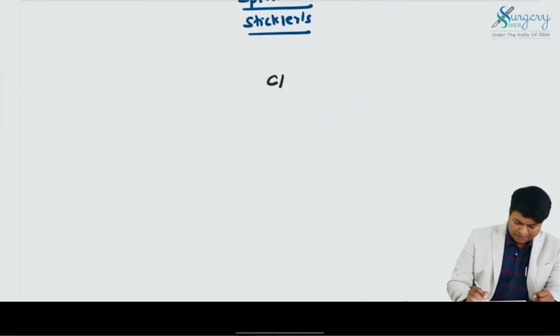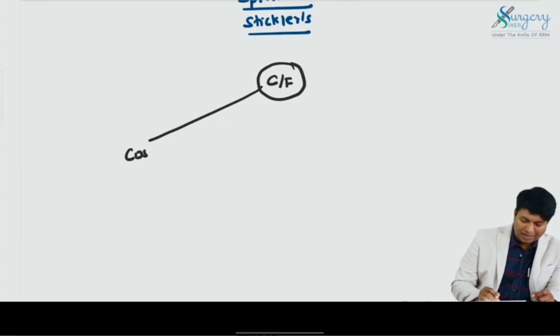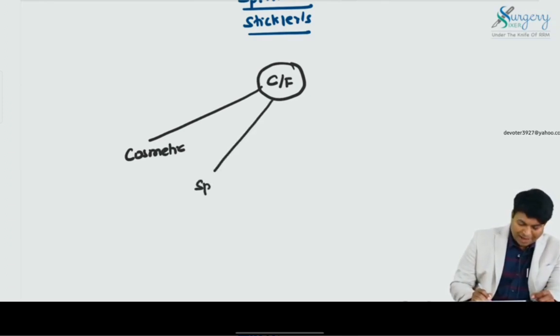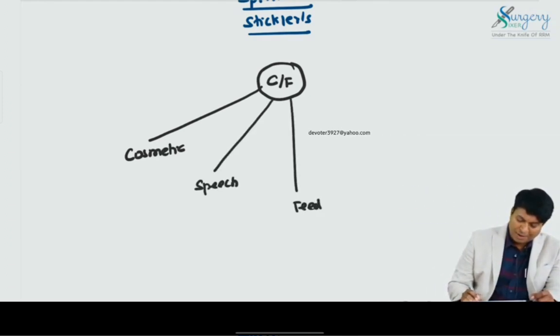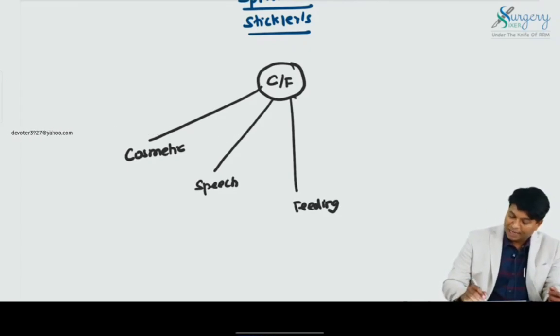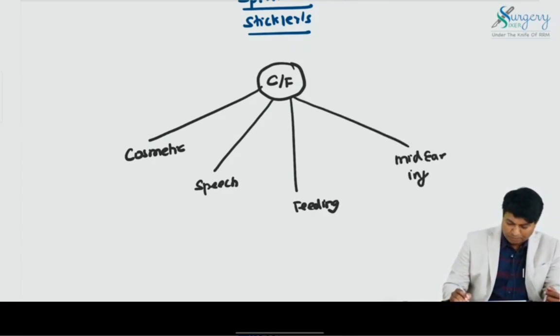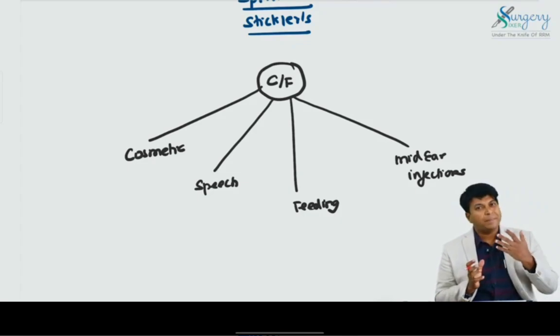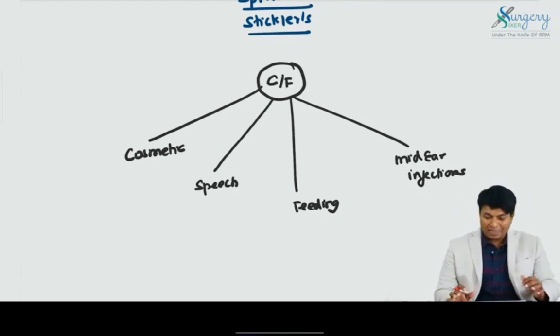And what are the clinical features? These babies present cosmetically ugly looking. The babies may have speech problems. They may have feeding problems. The baby may aspirate, and they may develop middle ear infections. So the clinical problems associated with cleft lip can be cosmetic appearance, speech problems, feeding problems, and middle ear infection in these children.